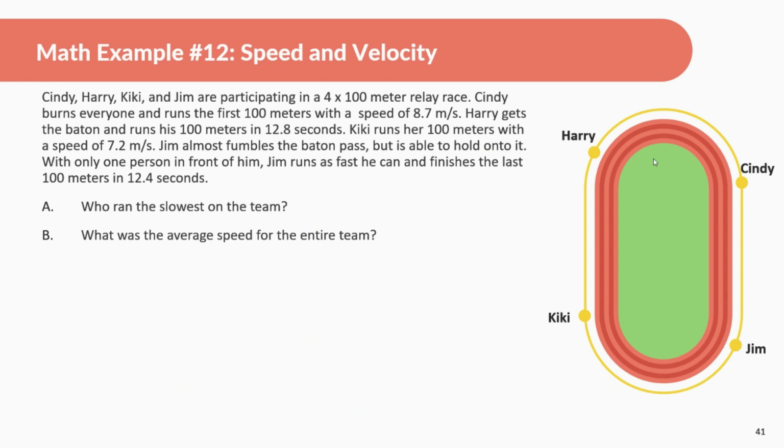All right, let's look at this next problem here. Cindy, Harry, Kiki, and Jim are participating in a 4x100 meter relay race. Cindy burns everyone and runs the first 100 meters with a speed of 8.7 meters per second. Harry gets the baton and runs his 100 meters in 12.8 seconds. Kiki runs her 100 meters with a speed of 7.2 meters per second. Jim almost fumbles the baton but is able to hold on to it. With only one person in front of him, Jim runs as fast as he can and finishes the last 100 meters in 12.4 seconds. Who ran the slowest on the team? What was the average speed for the entire team?